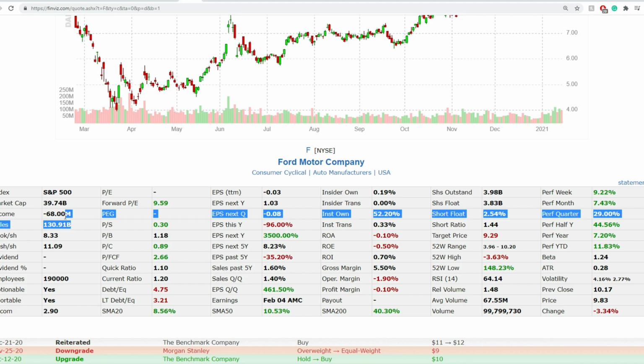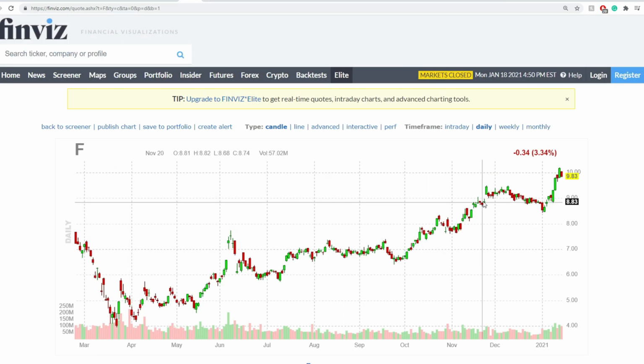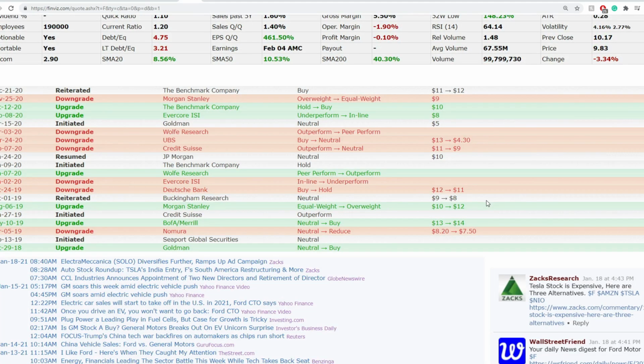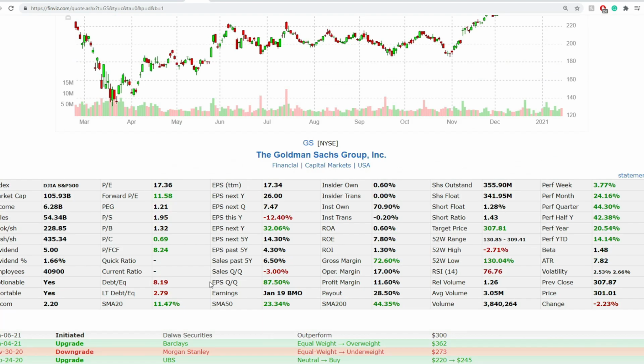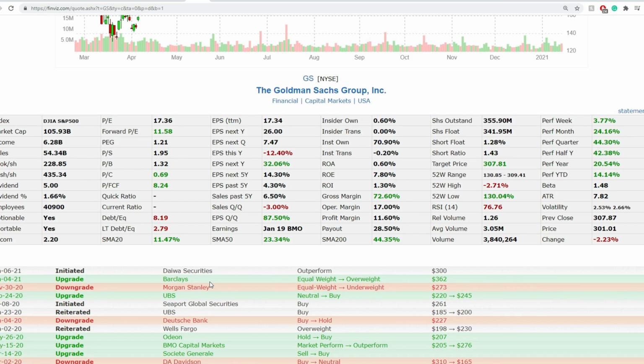Ford, really bad income. Price over book is 118, 30 cents. Cash per share is 1109. It's sitting at 983. It's a little bit dangerous, and I don't know. I'm gonna skip it. Plus, every Ford car I had was a disaster.